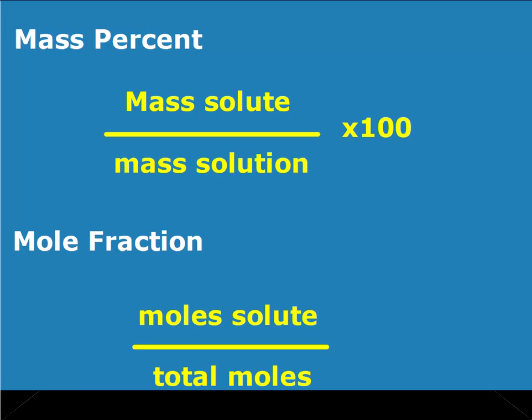For mass percent, your percent should add up to 100, so you can also do mass of solvent over mass of solution, so it doesn't have to be just the solute. And for mole fraction, your solute and solvent mole fraction should add up to 1. And so again, you could have mole solvent over total moles. We'll also see mole fraction in the gas unit.